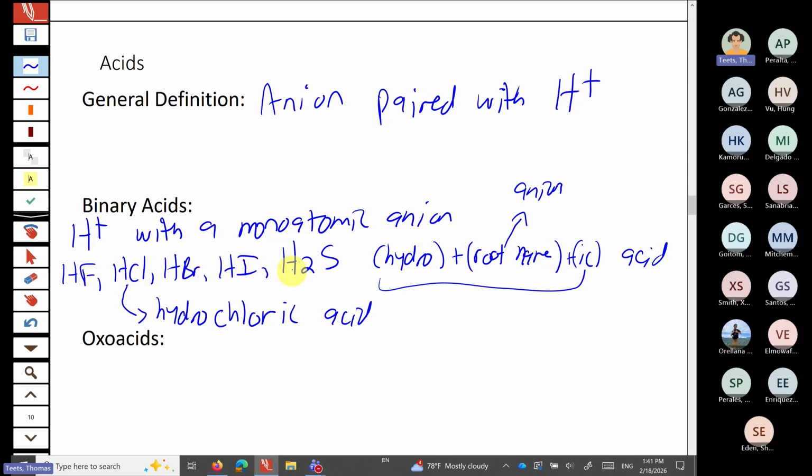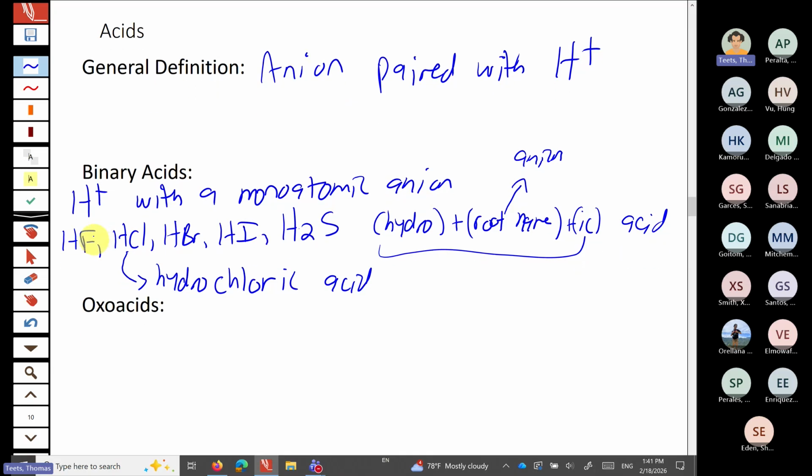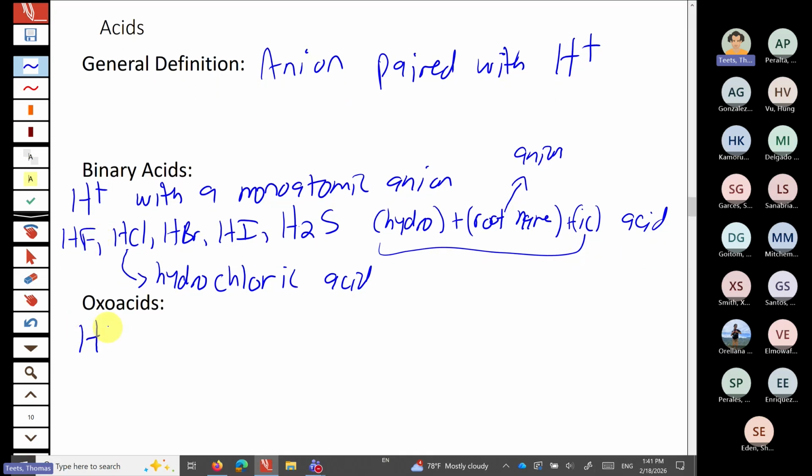Now, another major category of acids that we'll see are called oxoacids. This is where you still have H plus at the start of the formula, but it's going to be paired with what's called an oxoanion.